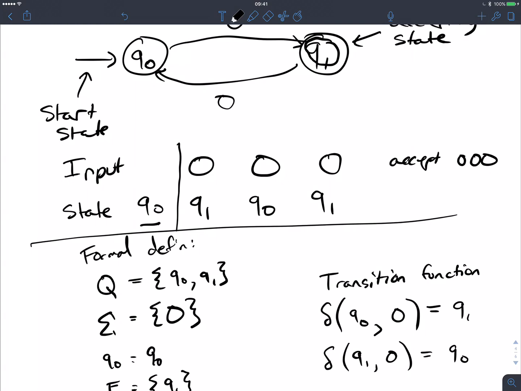Oh, wait. What if w is the empty string? How many states will I see? 1, because I won't ever execute a transition in this model.